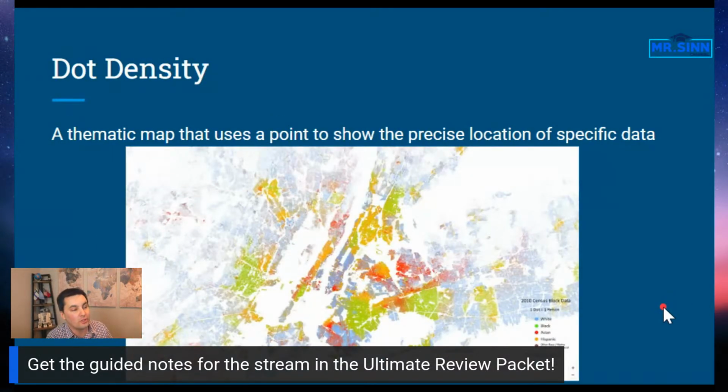Another one you want to be familiar with is dot density. Dot density maps are a common one that we have seen on the AP test before. So we have a thematic map. It's showing that precise location. Now, depending on the scale of the map, it can be harder to read these. For example, here I really can't see the exact dot. Each dot is saying is a person, but they're blending in together because of my scale here. So remember, we have small scale and large scale maps. We'll talk about those a little bit more later on.